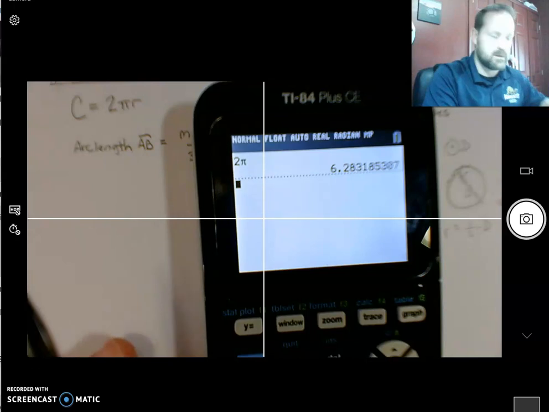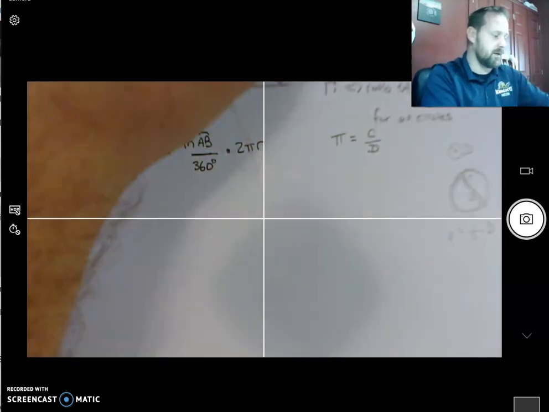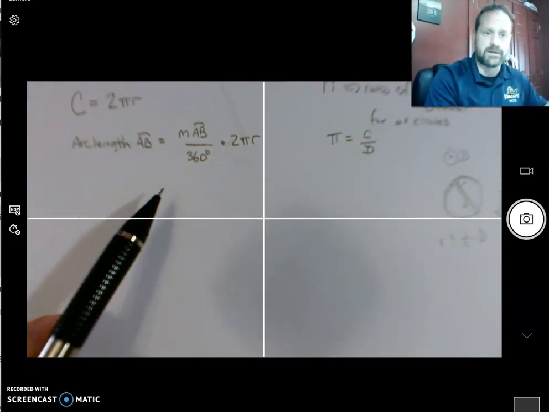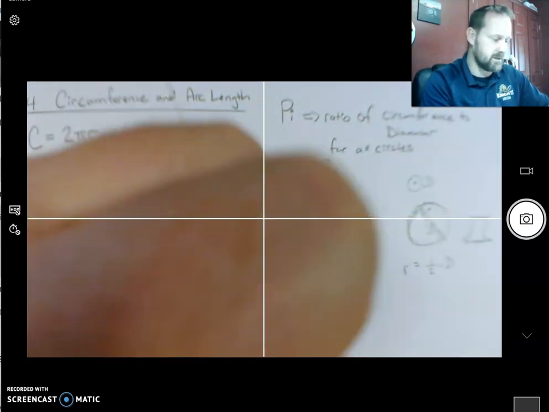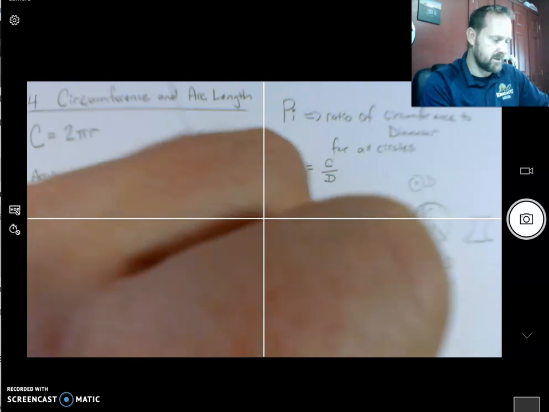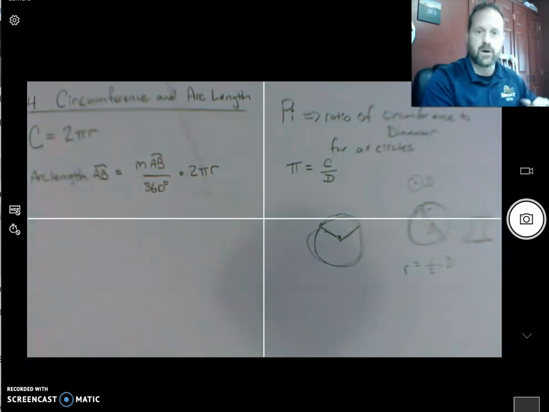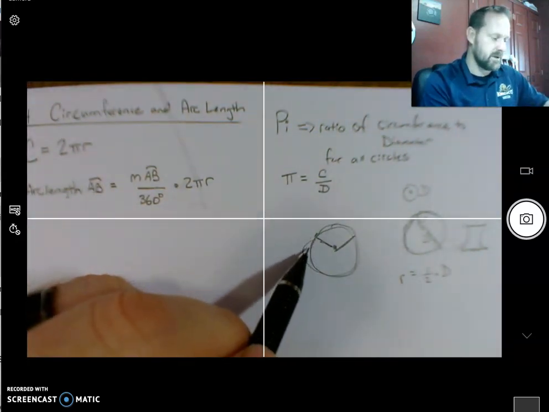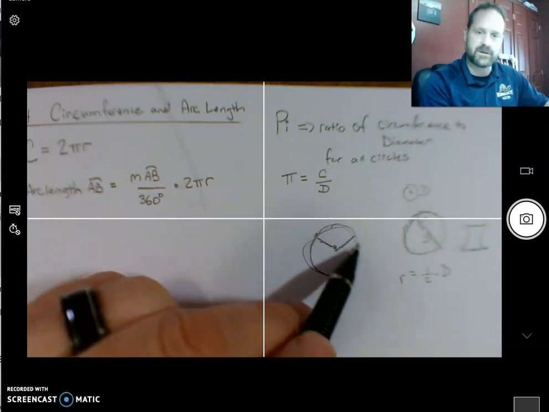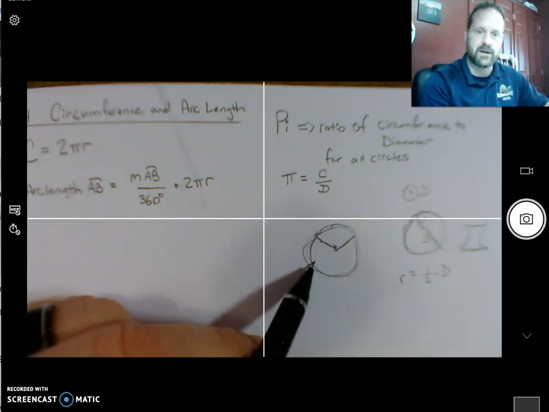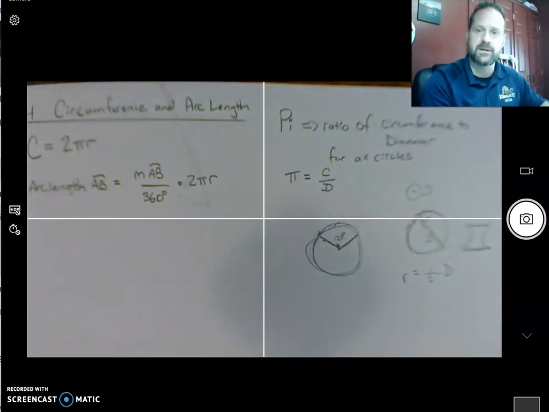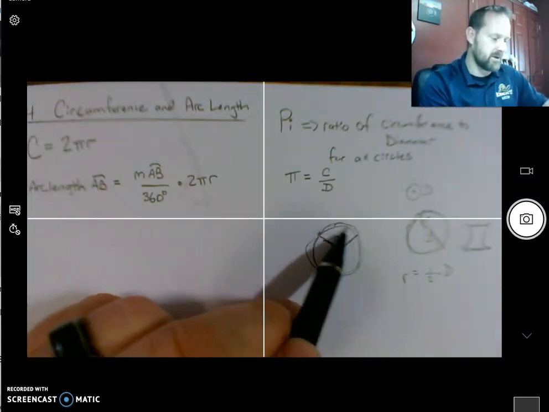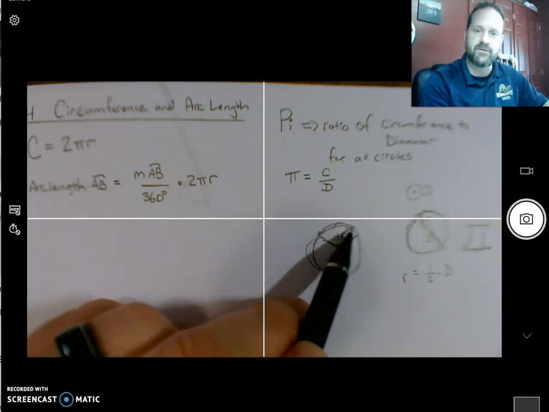Let's see. Arc length. If I have my circle here again, the very terrible drawings here, but that's all right. This is a circle, and we know that this is 360 degrees. Say that this angle here was 120 degrees and we wanted to find arc length. Arc length is the distance of the arc.